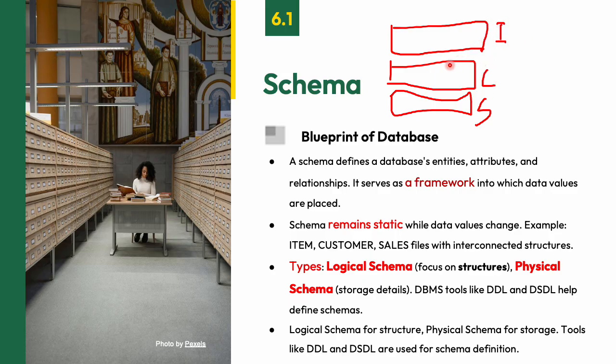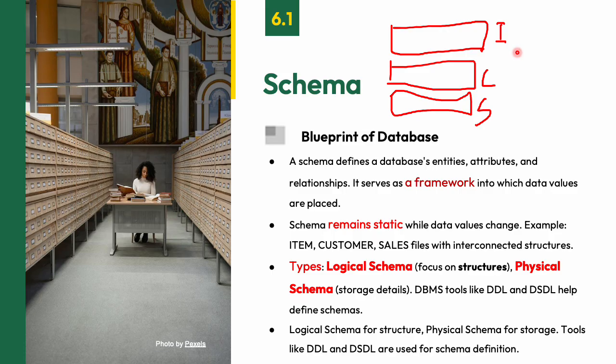And then for the customer attributes, there might be customer ID, name, and address. And the entity of sales might include the sale ID, the date, item ID, and the customer ID. So the relationship of the sale will link a customer to an item, showing which customer bought which item and when.